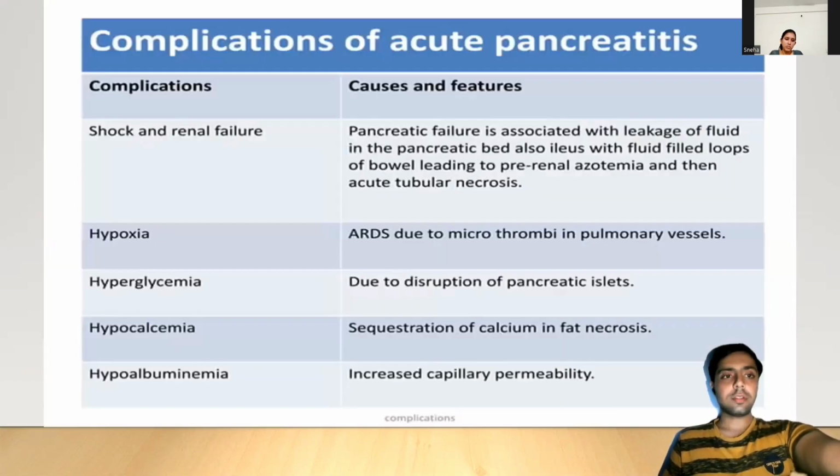We have the complications. These are the systemic complications: shock, renal failure, hypoxia, hyperglycemia, hypocalcemia. See, hypocalcemia, as I said, is due to fat necrosis. Hypoalbuminemia, permeability will be increased, so that way then hypoxia. These are all basically inflammatory markers in the systemic circulation. ARDS will count microthrombi, and renal failure. There are pressure symptoms of the pancreas as well as the fluid-filled loops of the bowel leading to pre-renal azotemia.